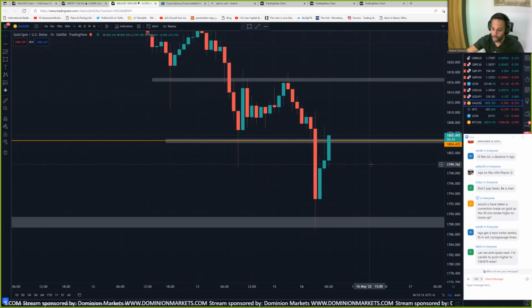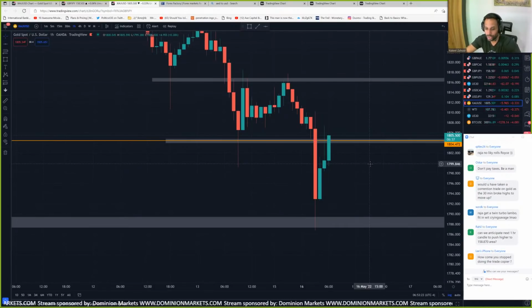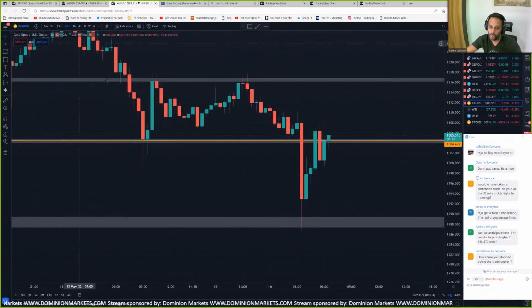Would you have taken a correction trade on gold as a 30-minute candle broke highs to move up? No, I wouldn't have. I would have still been waiting for a resistance to form for price to move down.